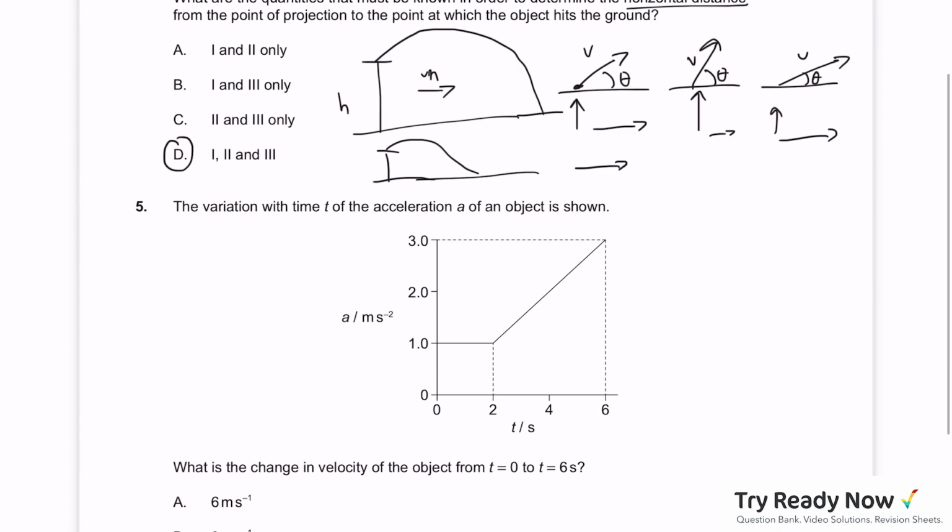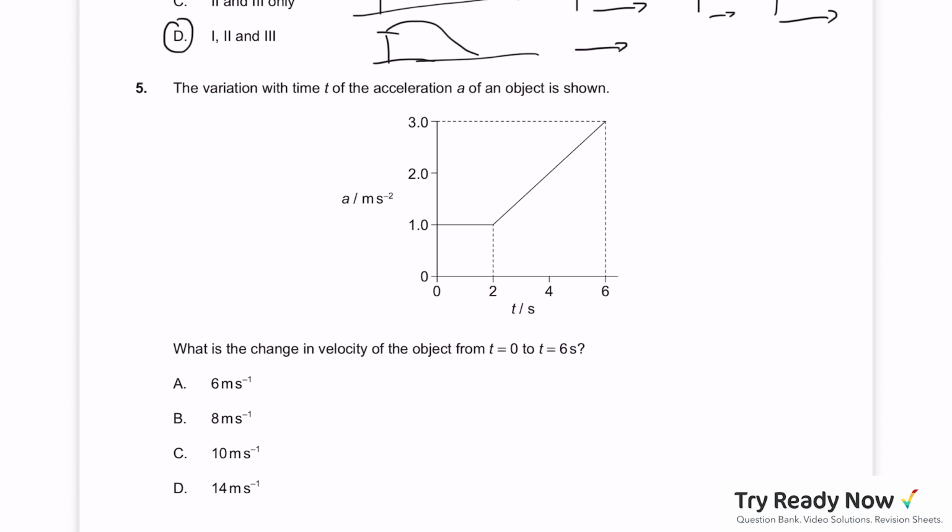Now, in question 5, we're presented with an acceleration time graph, and we are asked to determine the change in velocity of the object from time equals 0 to time equals 6 seconds. We know that acceleration is basically change in velocity over time. Now, we're presented with acceleration here and time here. That means if we find the area, it's basically acceleration times time, which gives us what we're looking for, velocity. Hence, we just have to find the area under the graph.